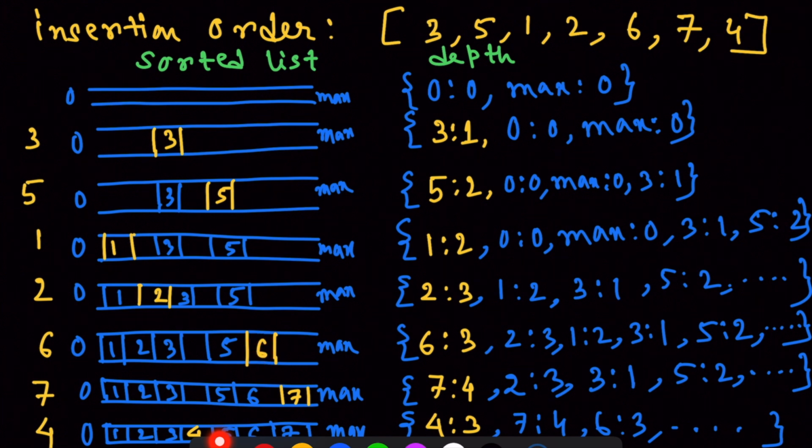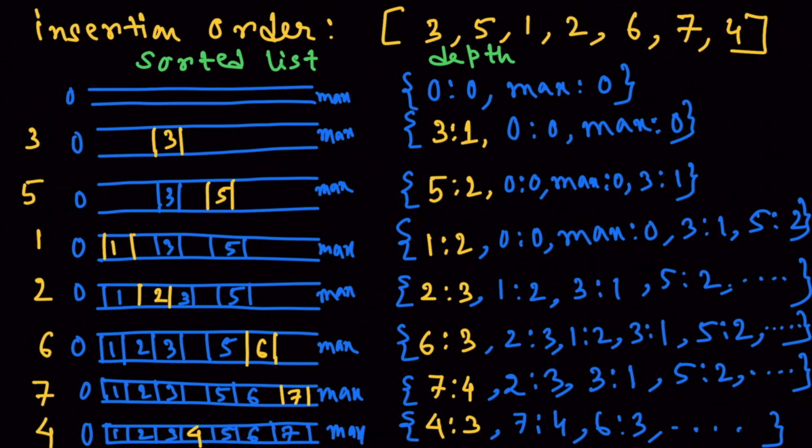Next 6. 6 will come after 5. So left is 5, right is max. So of course parent will be 5. Depth of 5 is 2. So depth of 6 will be 3. Next we have 7. 7 will come after 6. So of course the parent of 7 will be 6. So depth of 7 will be 3 plus 1, 4.